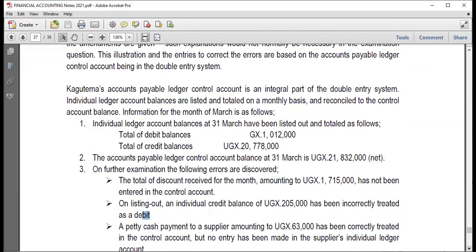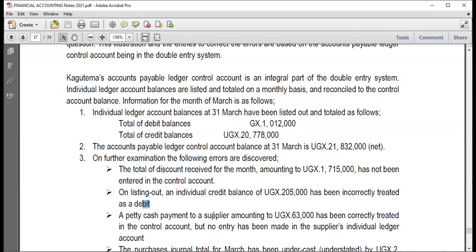And then they're telling us that a petty cash payment to a supplier amounting to 63 had been correctly treated in the control account, but no entry had actually been made in the supplier's individual ledger account, okay? Basically, they're like errors, okay?